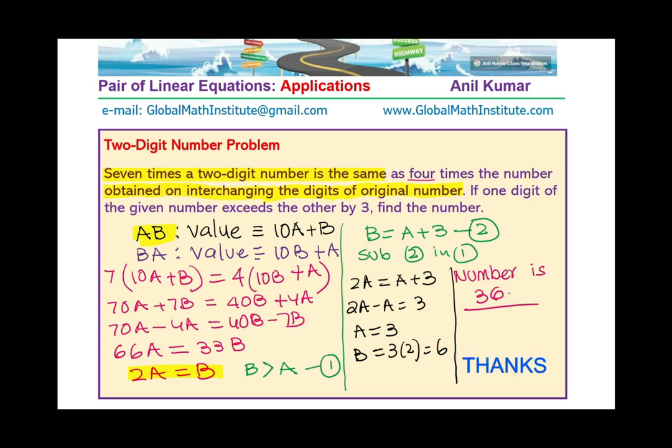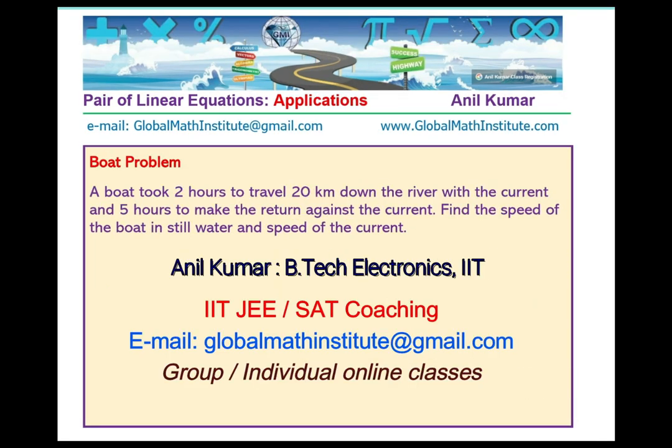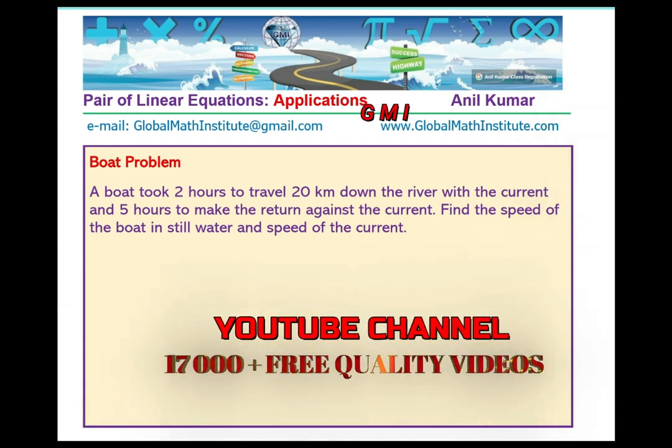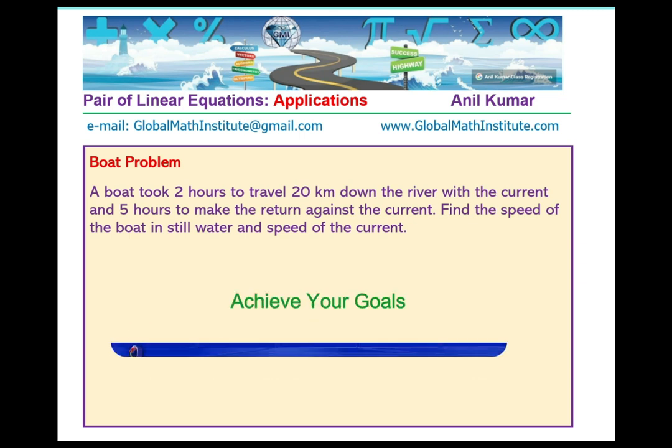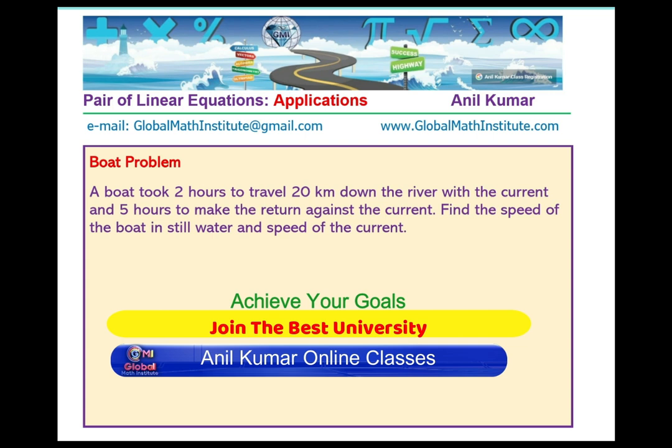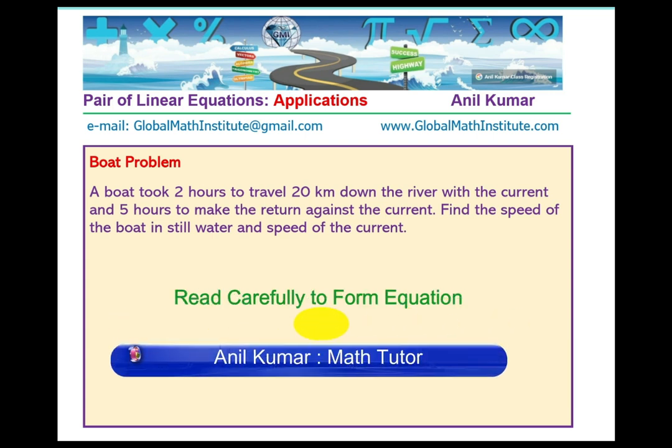Now let's take the next question. Here is a very interesting question based on the speed of the boat. A boat took 2 hours to travel 20 kilometers down the river with the current and 5 hours to make the return against the current. Find the speed of the boat in still water and speed of the current. Very interesting question seen in many test papers.